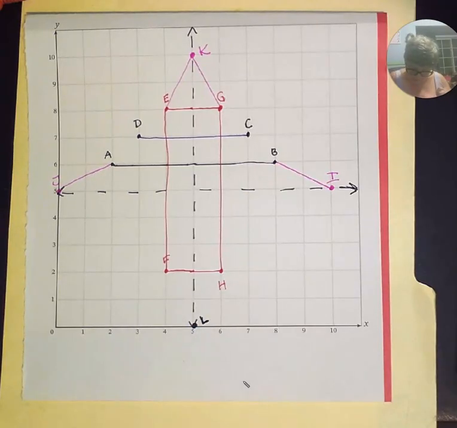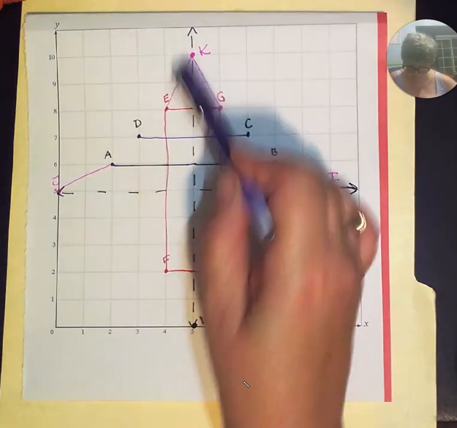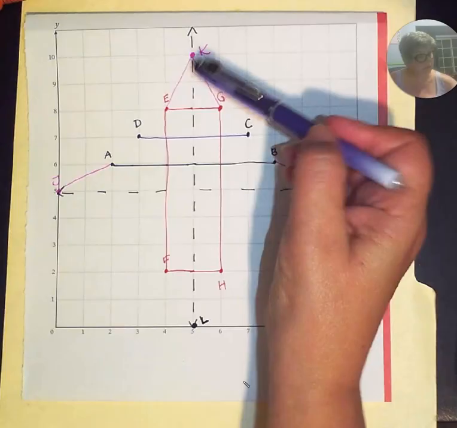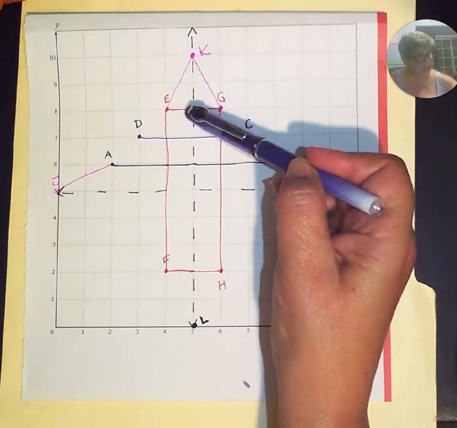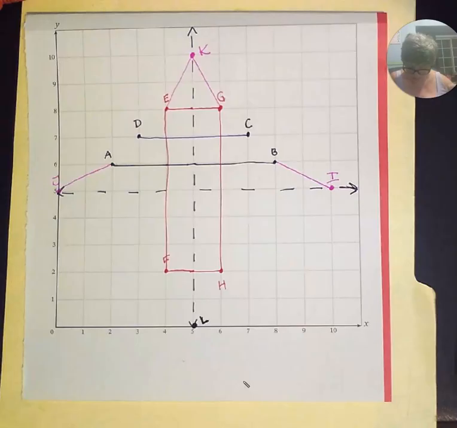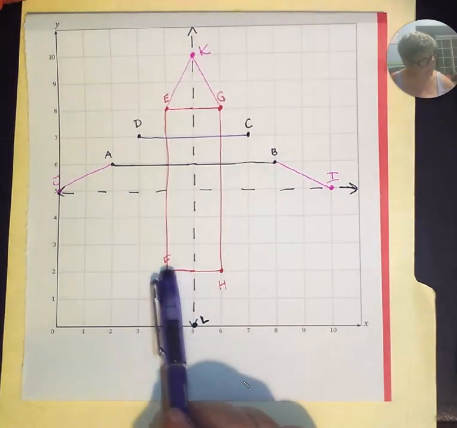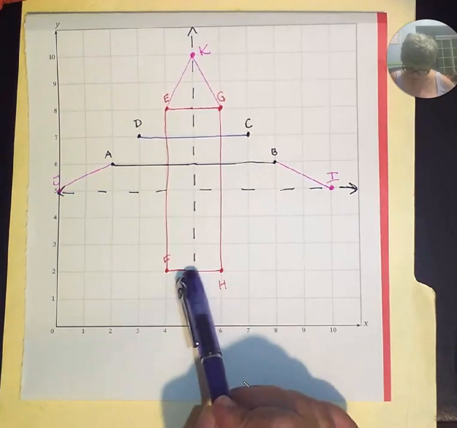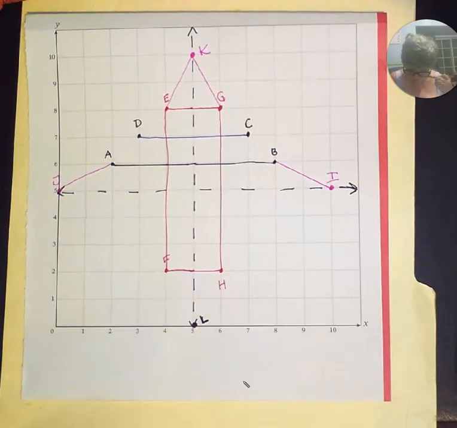Compare the movement from point K to point E with the movement from point L to point F. So K to E, you could go 1, 2 down and 1 to the left. And L to F, here's F. So 2 up and 1 to the left. I mean, there's different ways to do it, right?